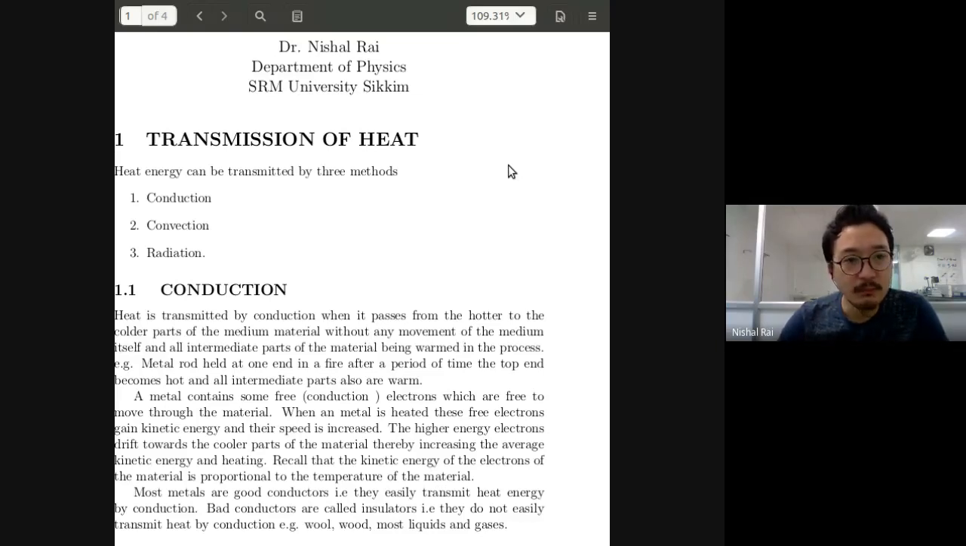So first we study the properties, what is heat, and after that how it reacts with other material, that we have to study. And basically that is called transmission of heat. Clear?